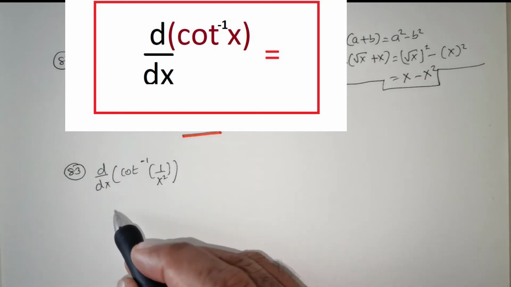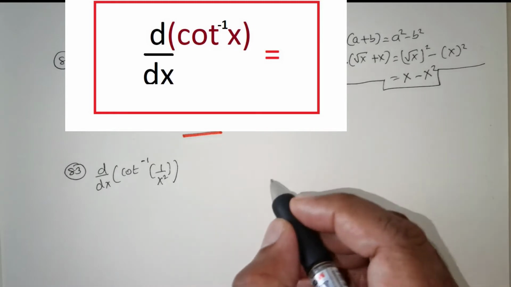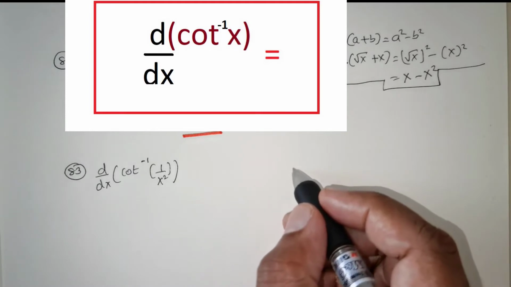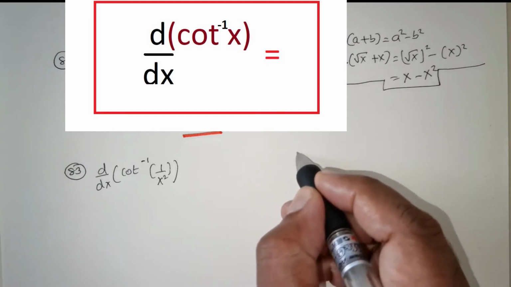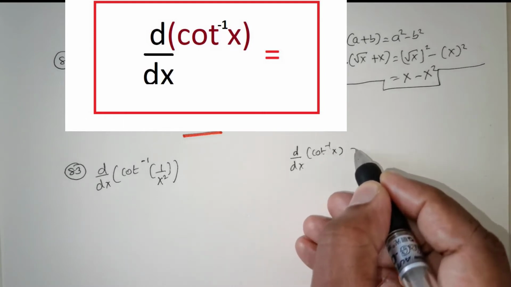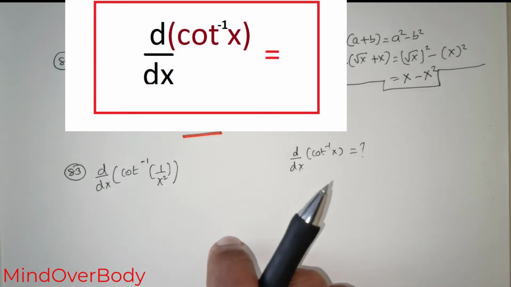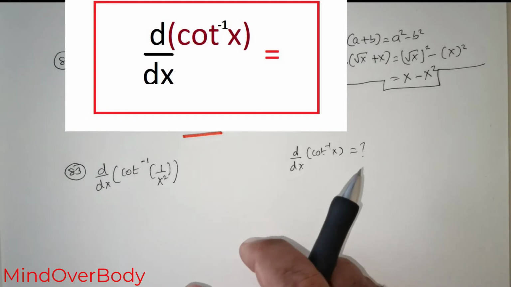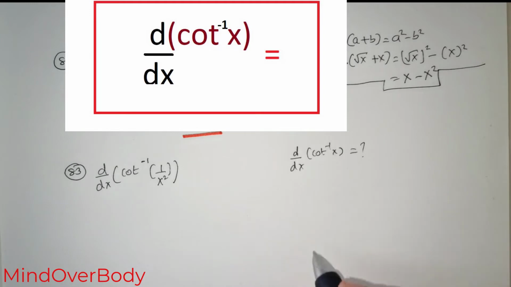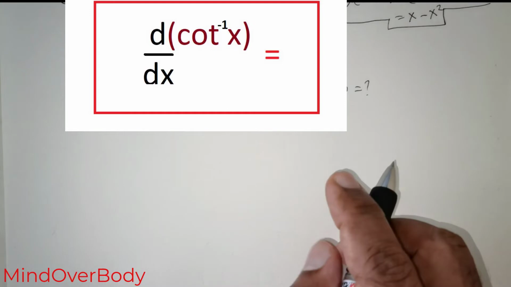We are expected to find the derivative of cot inverse of 1 over x squared. Before we obtain that, I would like to show you the derivative of cot inverse of x. This is a very valid question. You can search for the answer, but most of the solutions you would come across wouldn't be straightforward, so that is the reason I have chosen to present the solution here.